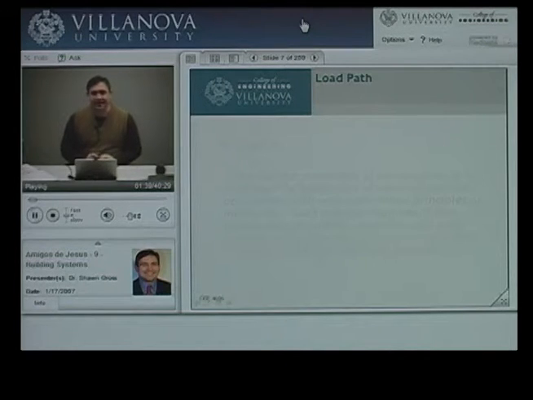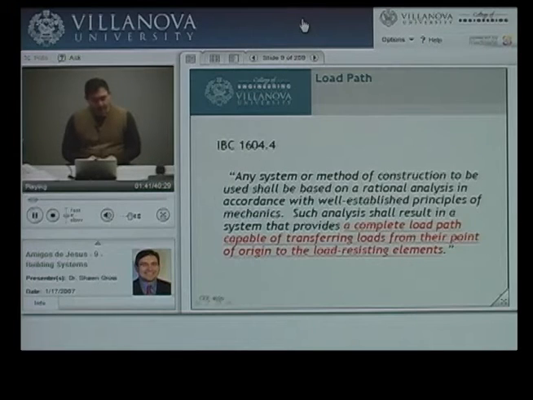We'll start by defining the term load path, and rather than trying to come up with our own definition, we're going to go right to the IBC. And if we look at the IBC section 1604.4, this is a direct quote, and we'll go ahead and read it here.